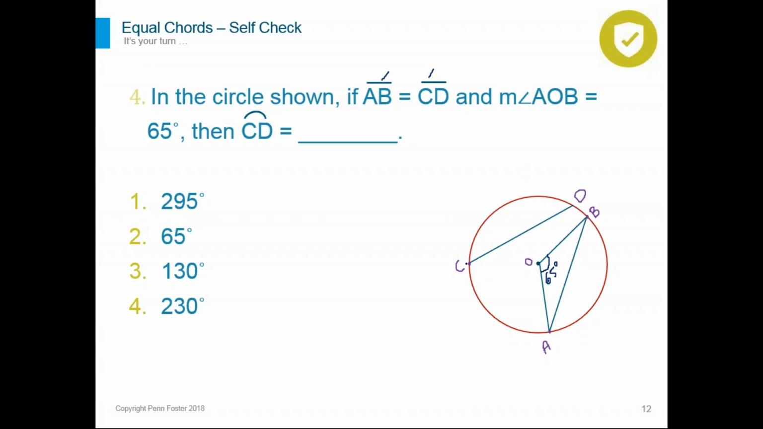Then what is the measure of CD? What do you think? We have equal chords, then they intercept equal arcs, and the equal arcs in this case are CD and AB. What is the measure of this arc, one of the arcs, CD? What do you think? Can we use the central angle measure to come up with the answer? I'm going to leave that screen with the figure for a few seconds and then switch my screen.